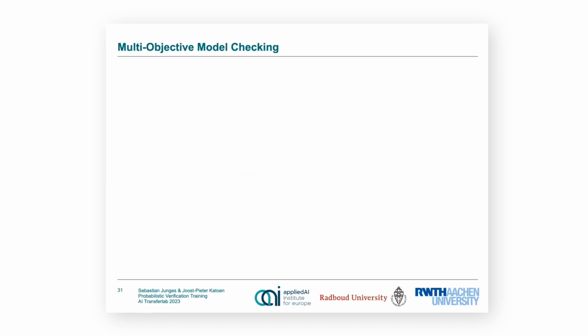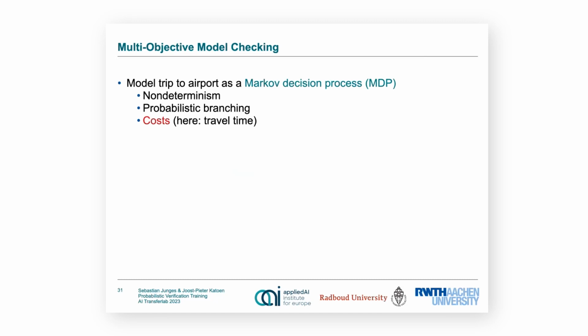Good. Now, for MDPs, for Markov decision processes, we have so far considered one objective. Either you would like to maximize the probability to earn a lot of money in terms of the game, or you would like to minimize the probability to reach a bad state. But in MDPs, you can also look at multiple objectives.